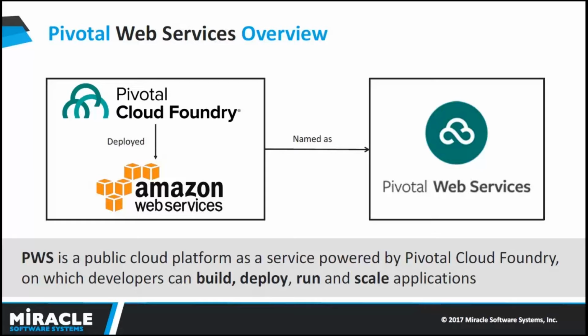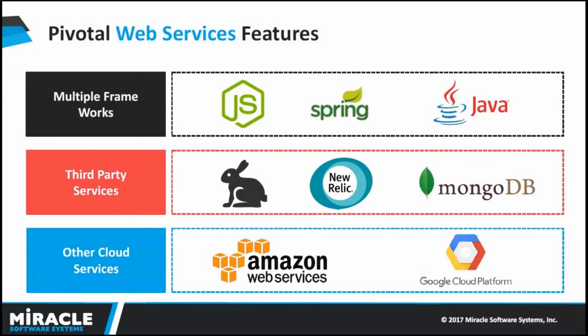Now coming to PWS, PWS is an instance of PCF hosted on Amazon Web Services, and PWS is a public cloud. Let us discuss the features of Pivotal Web Services. PWS supports multiple runtime environments and different frameworks like Java, Spring, Node.js. The developer need not worry about the runtime environment. He just writes the application in any language and can deploy it into PWS.